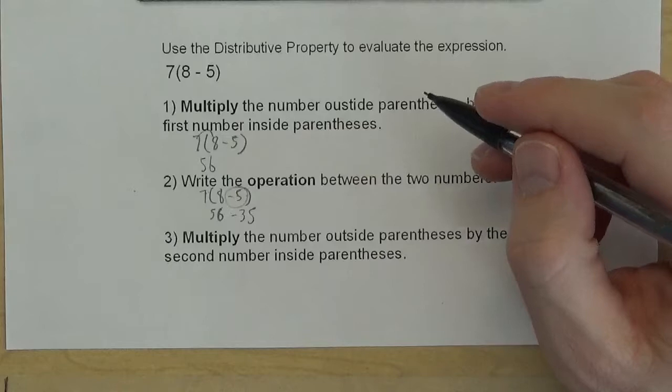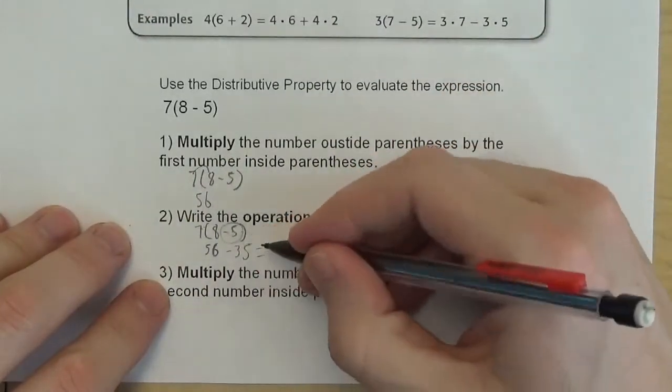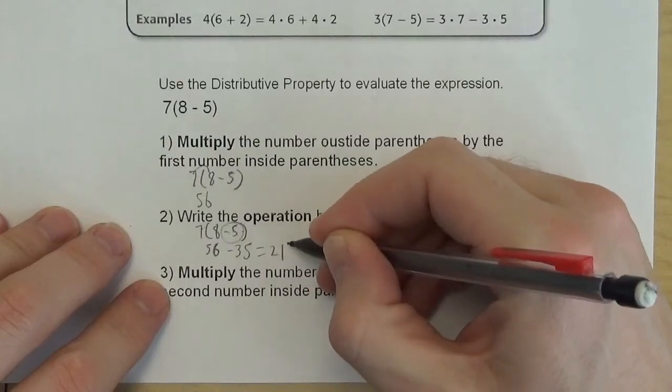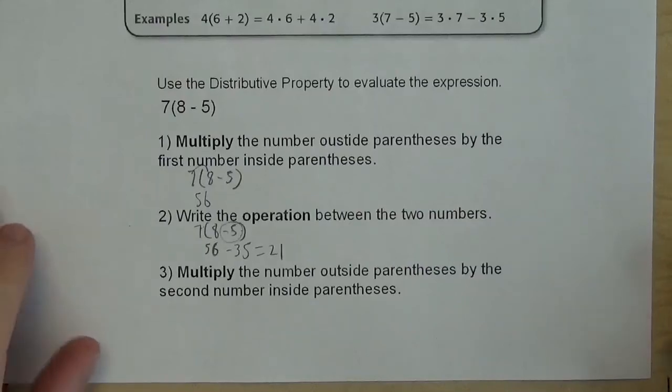And then it says we're supposed to evaluate the expression here, so we have to go and figure out what that equals. 56 minus 35 is 21. So that's our final answer there. But you have to do that using the distributive property. Go ahead and flip over to the back side.